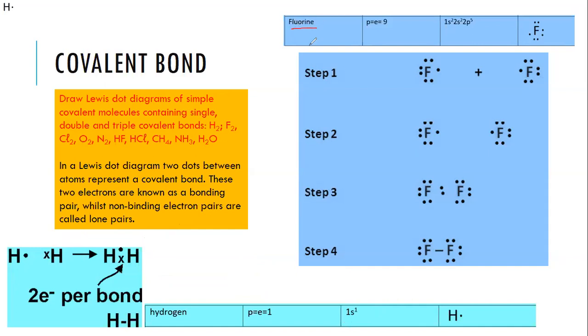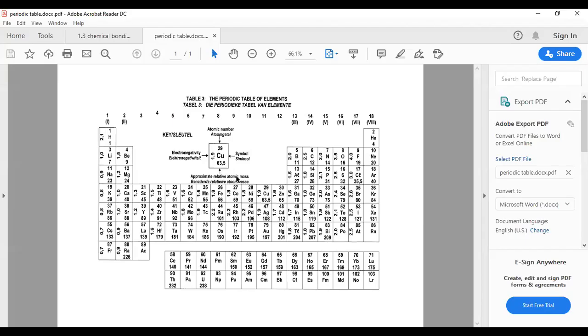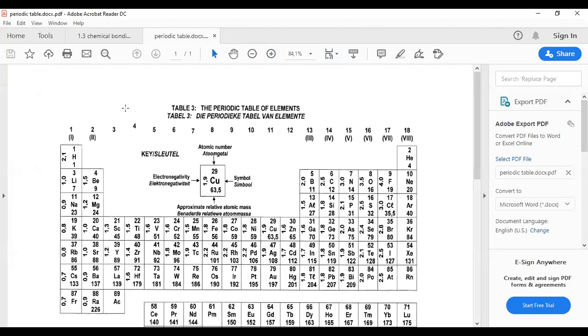What about the fluorine molecule, F2? We just discussed the structure of the hydrogen molecule, H2. How can we show F2? When we look at our periodic table, let's make it bigger, on the right hand side, if I'm not mistaken, it's in group 17. And what do I need to do? I need to know the atomic number. The atomic number is 9, which means that we have 9 protons in this atom.